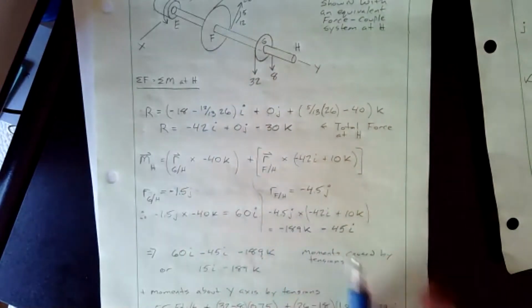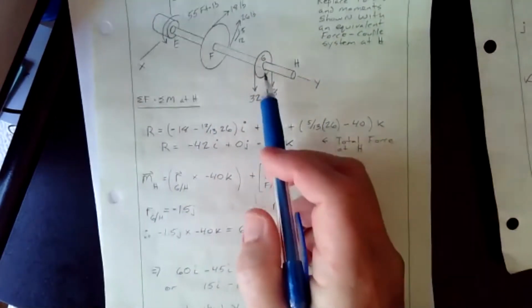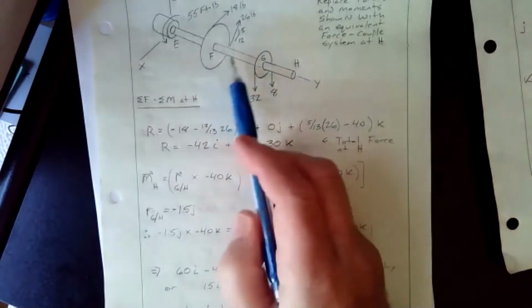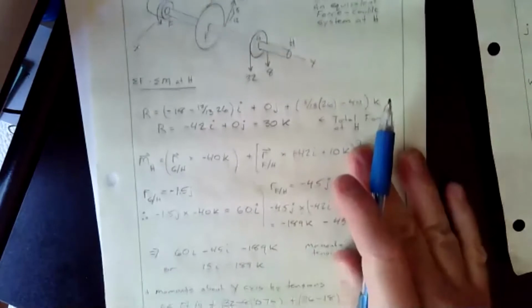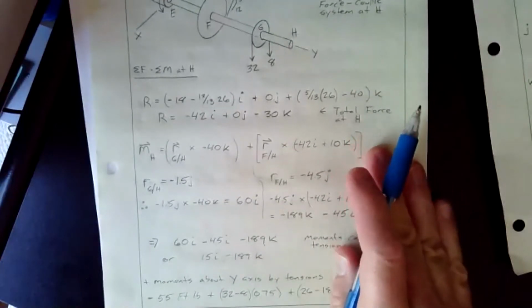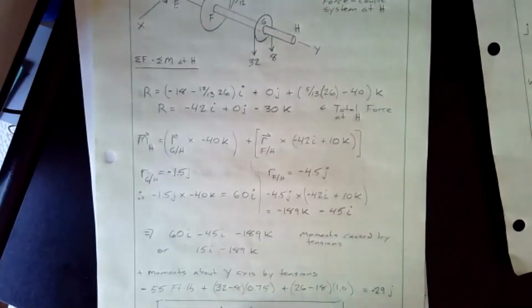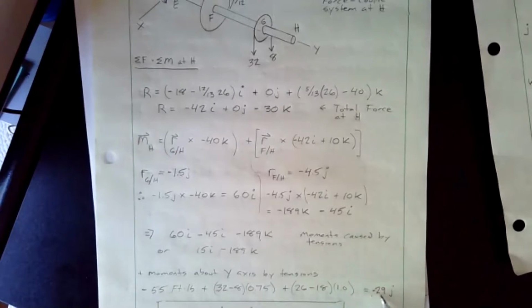Now, the last thing we need to figure out is the moment created by the differential belt tension around the y-axis. In that case, like the problem we did in the lecture, we just add those up. So these are all the moments about the y-axis. You have negative 55 foot-pounds. Then you have 32 minus 8 times the radius of the disk. And then you have plus 26 minus 18 times the radius of the disk. And that gives me a net of negative 29.